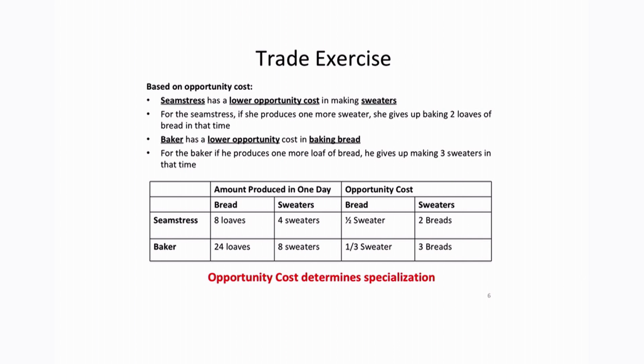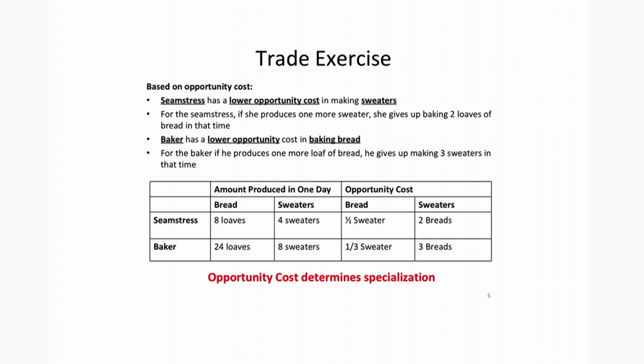Now, what we can see here is that we can calculate the opportunity cost. So remember, the opportunity cost is what you give up to get something. The opportunity cost for the seamstress to produce one additional loaf of bread is that she will have to give up half a sweater. For the seamstress to produce one additional sweater, she needs to give up producing 2 loaves of bread. For the baker to produce one additional loaf of bread, he needs to give up 1/3 of a sweater. To produce one additional sweater, he has to give up 3 loaves of bread.